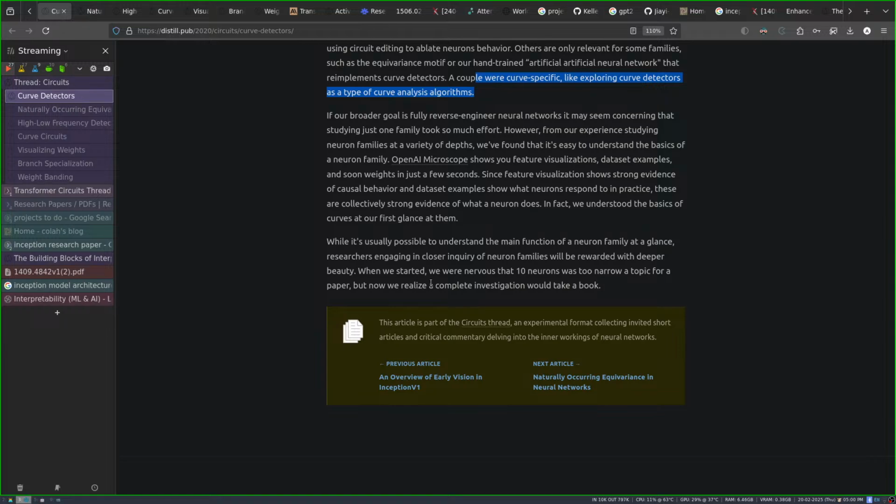While it is usually possible to understand the main function of a neuron family at a glance, researchers engaging in closer inquiry of a neuron family will be rewarded with deeper beauty. When we started, we were nervous that 10 neurons was too narrow of a topic for a paper. But now we realize a complete investigation would take a book.